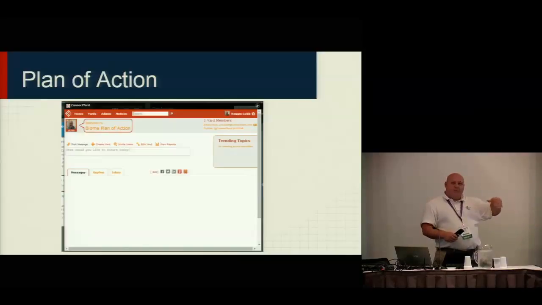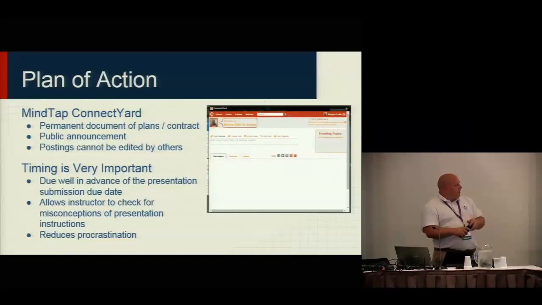So the student doesn't have to log into Connect Yard to see the message. It actually sends it to the student through whichever media they decide. They have the option of choosing which type of media. So I think I have that on here. Right? The Connect Yard is a permanent document. It's a contract. It's basically saying, I am going to do this. Once they submit it, yes, they could alter it, but at least everybody knows that that's what they're going to be doing. It's a public announcement.